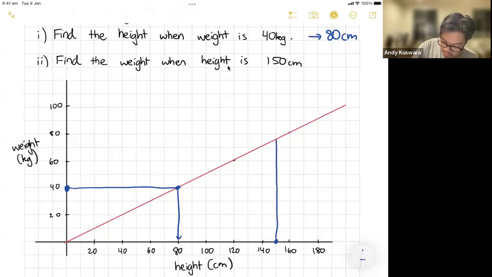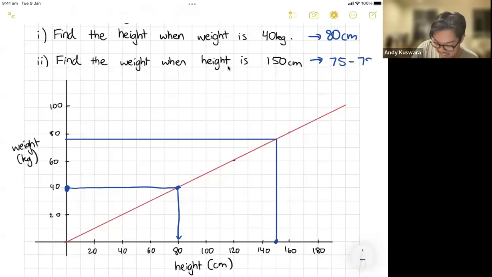I line it up and I can see here approximately, if I've drawn this correctly, I would say roughly probably 75 to 78 kilograms. And again, sometimes when the graph is unclear, you have to make your best guess. But can you see how all we're really doing is lining it up? So whenever you've got to find this given that, just find the corresponding X or Y value on the line. Follow the line, that's your point.